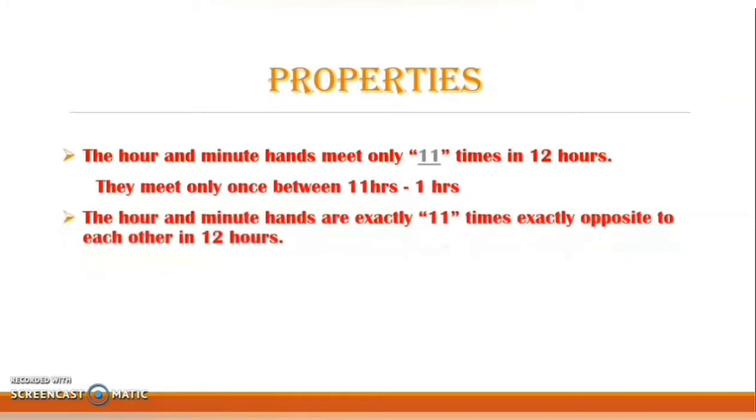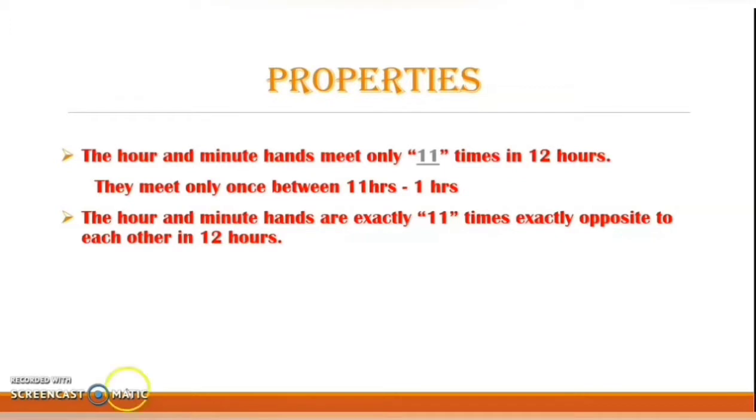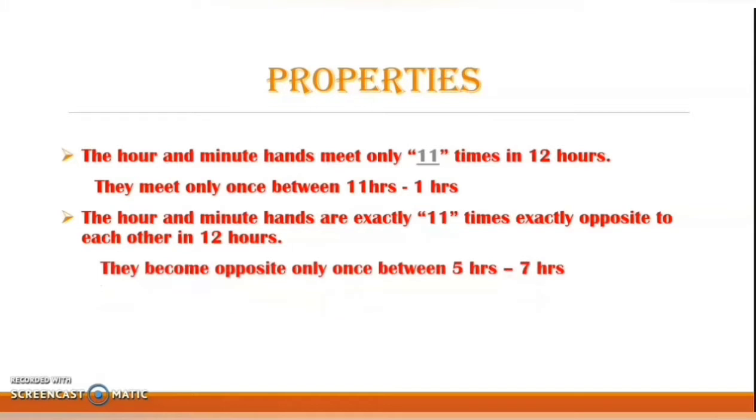Similarly, we have 2 more properties. The hour and minute hands are exactly opposite to each other 11 times in 12 hours. What exactly opposite means is that the 2 hands face in the opposite direction. They become opposite only once between 5 hours and 7 hours. This you can check on your clock. Similarly, the same thing you can prove using the formula that we are going to learn in the next few minutes.